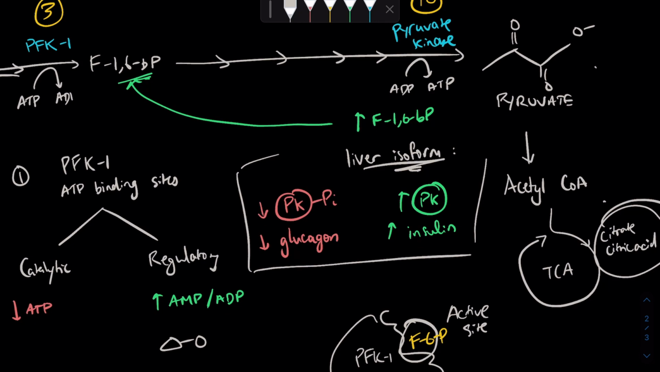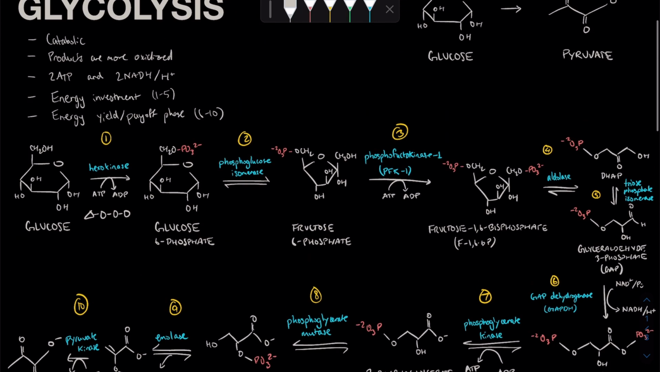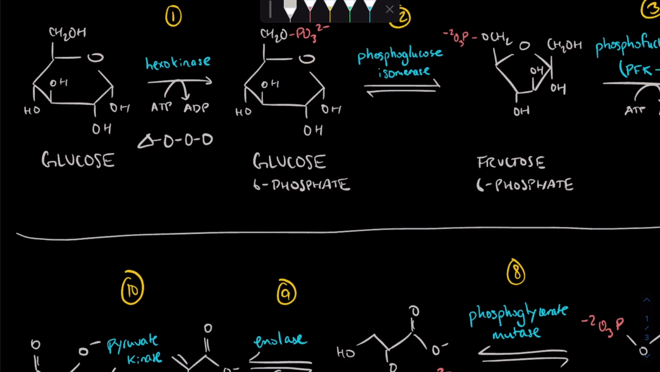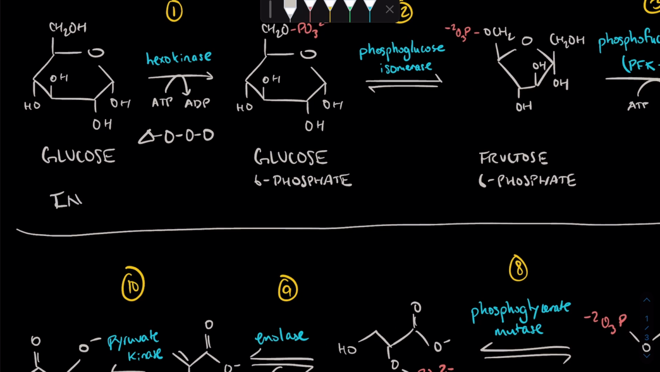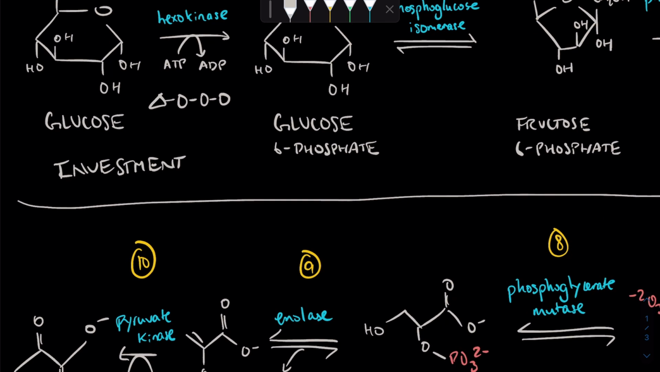And yeah, that's glycolysis. Again, we have 10 major steps involved. It's a catabolic pathway. Its products are more oxidized. We're going to make 2 ATP net and 2 NADH and H+. We have 2 major phases. We have our energy investment phase, which is, let me draw that out. That's our energy investment phase. And steps 6 through 10, which is right to left here, is going to be our payoff phase.